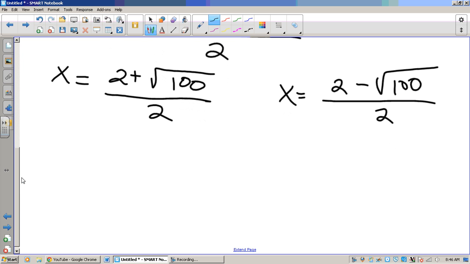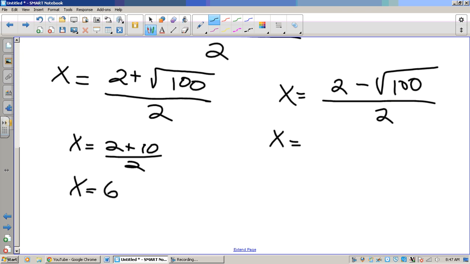So what is the square root of 100? Yes, sir. 10 times 10, right? So we've got 2 plus 10 divided by 2. And 2 plus 10 is 12, divided by 2. X equals 6. That was our previous answer. And then I've got x equals 2 minus 10, because the square root of 100 is still 10, divided by 2. So that's 2 minus 10 is negative 8. Divided by 2 is negative 4.